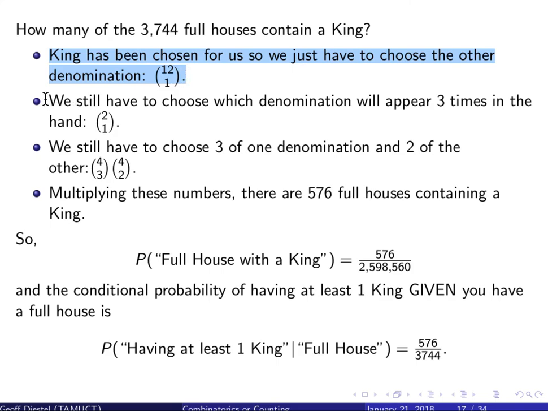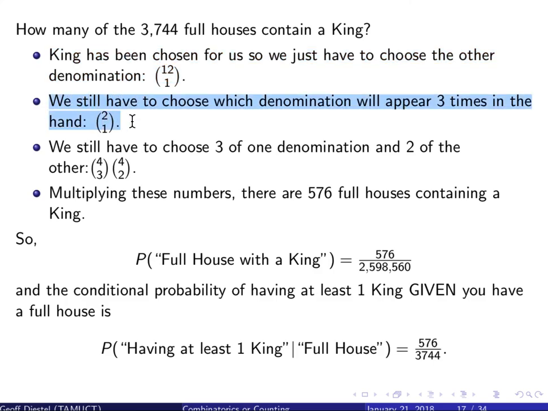And then we still have to choose if it's going to be the king or the other denomination that's going to appear 3 times. That's 2 choose 1. Once we do that, we choose 3 of the 4 of one denomination and 2 of 4 of the other. And again, multiplying those 4 numbers together gives us 576. So there's 576 full houses that have a king in them. So the probability is just that number over the total number of hands.